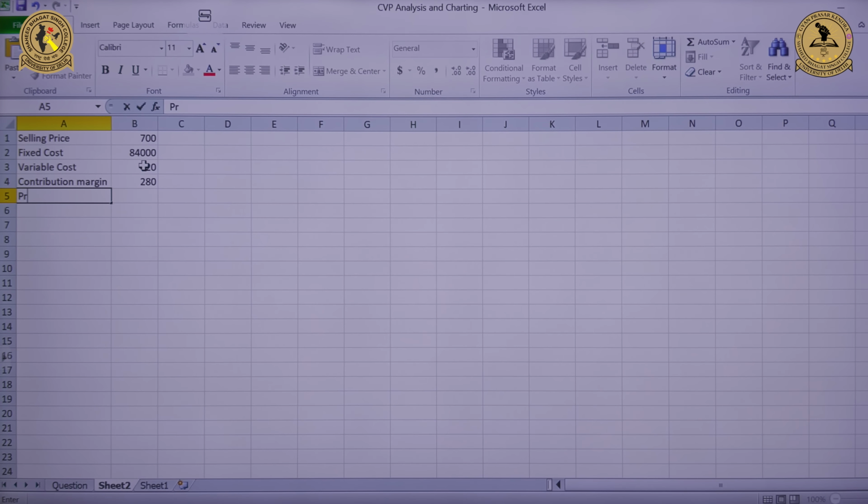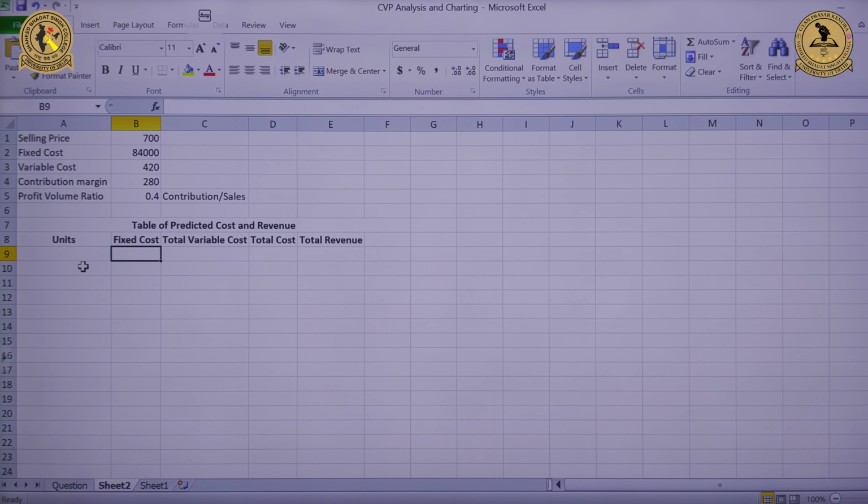The next is the computation of profit volume ratio. The formula for the profit volume ratio is contribution by sales. Now in this case, my contribution per unit is 280 rupees. So again I write equals to, select this cell, 280 rupees, that is B4, divided by selling price, that is 700. It comes out to be 40% or 0.4.